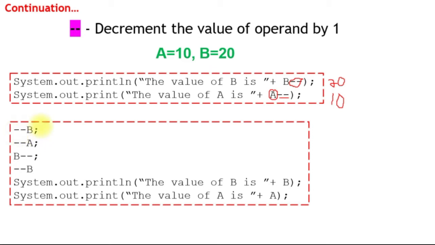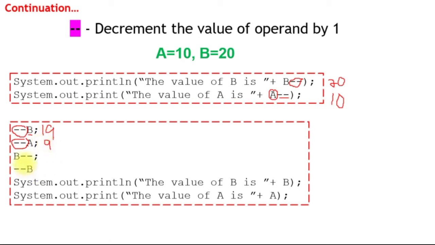So, 20 minus 1. Meaning, magma-minus 1 na tayo agad bago natin ilagay sa variable na b. So, 20 minus 1 is 19. So, dito pa lang sa statement na to, yung value ng b ay 19 na. Next is minus minus a. I-minus 1 na natin yung value ng a. Then, ilalagay natin sa variable a, which is 10 minus 1 ay 9.